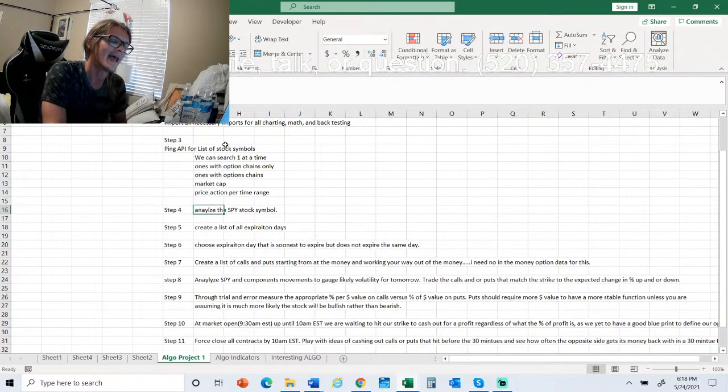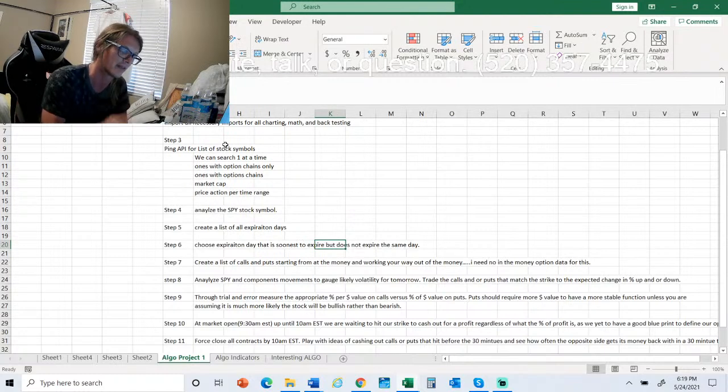Step 4, analyze the SPY stock symbol. This is the one I'm going to focus on for my first algo. Step 5, create a list of all the expiration days. Step 6, choose the expiration day that is soonest to expire, but does not expire the same day we're trading.